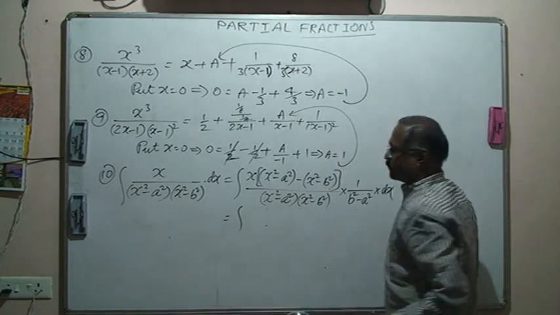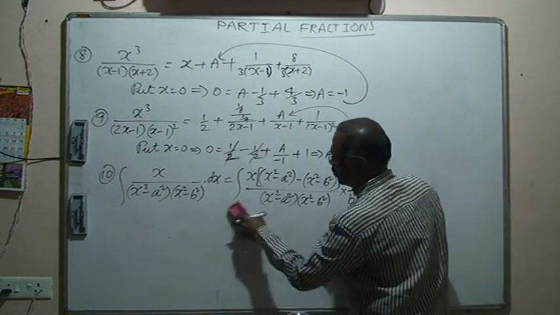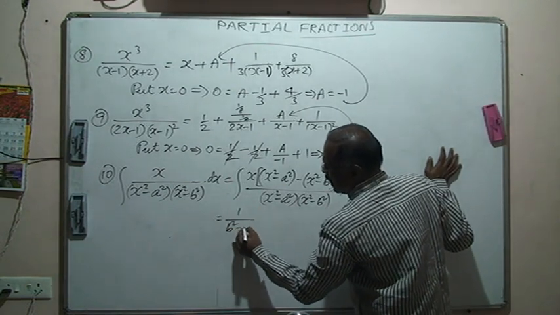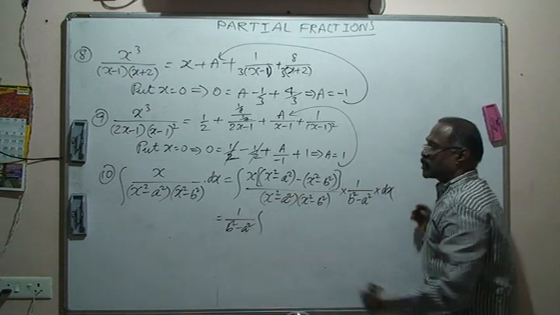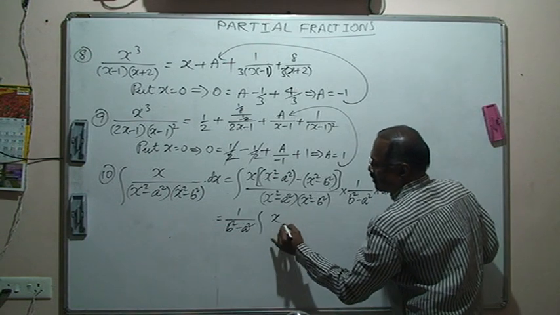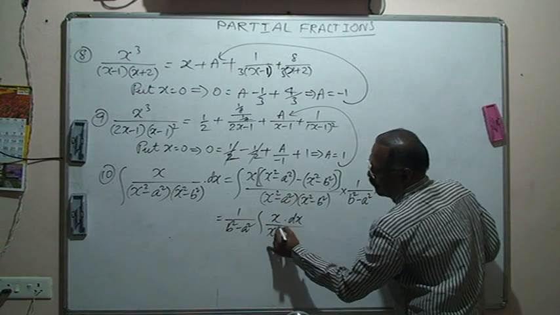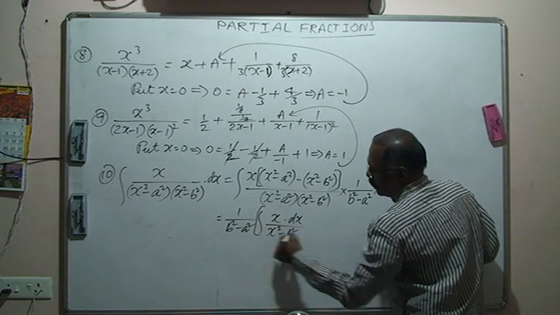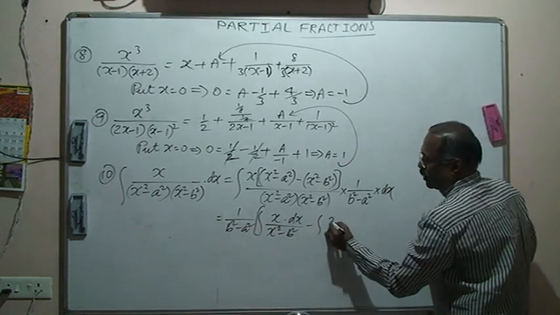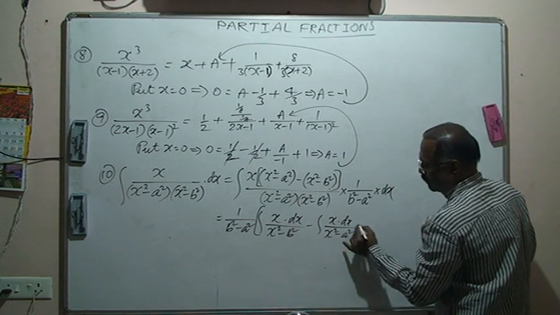Now split it. This is there already, so let us write that outside, 1 upon b square minus a square, integral of. Split it please. x square minus a square gets cancelled. What is remaining? x dx divided by x square minus b square, minus integral of x, split it please, these two get cancelled, x dx divided by x square minus a square.